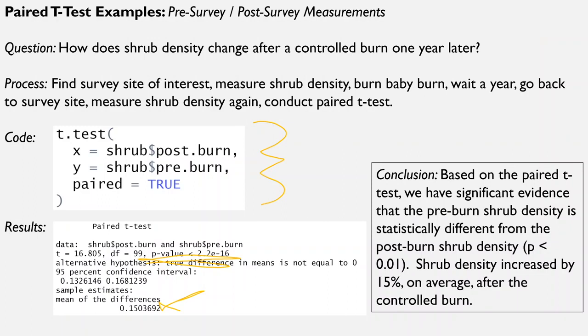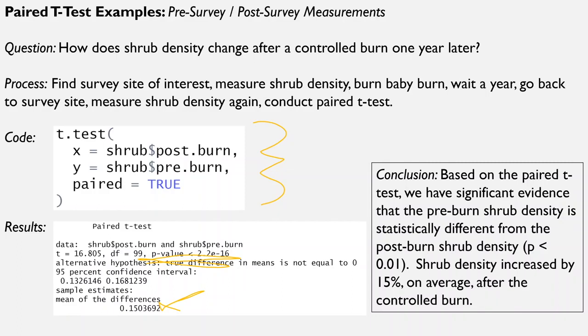Now, okay, so we've got the results, p-value, mean of the differences. Booyah, we're set. And then we just come over here to the conclusion and say something along the lines of, based on the paired t-test, we have significant evidence that the pre-burn shrub density is statistically different from the post-burn shrub density. And then you could do the math yourself. You could just report the mean of the differences, whatever. And you would just say shrub density increased by 15% on average, right?